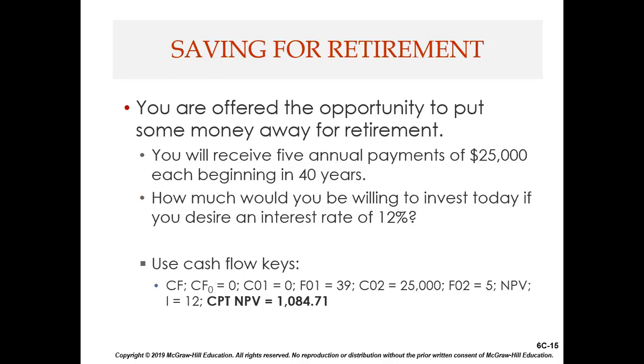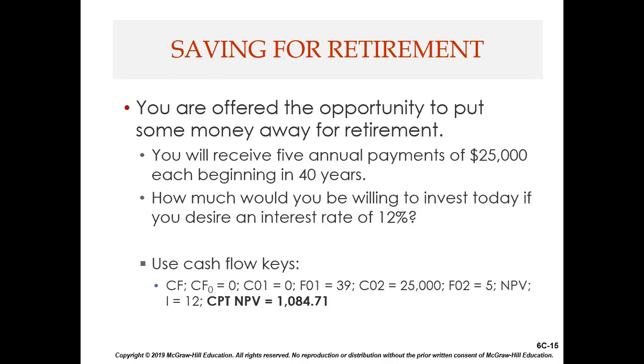So, N is 40, N is 41. Five annual payments, N is 42, N is 43, and N is 44. 1, 2, 3, 4, 5. There we go. And the first one starts in 40 years. So we could use the cash flow keys on our calculator as indicated there, okay? Or we can calculate what the present value of those $25,000 payments would be.